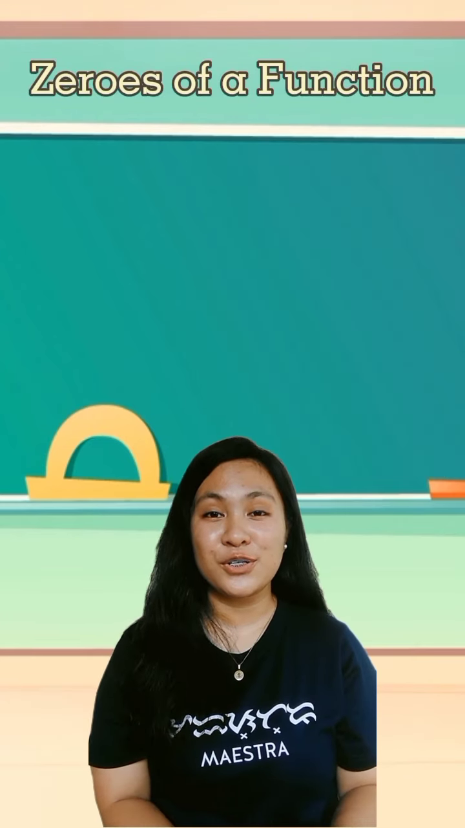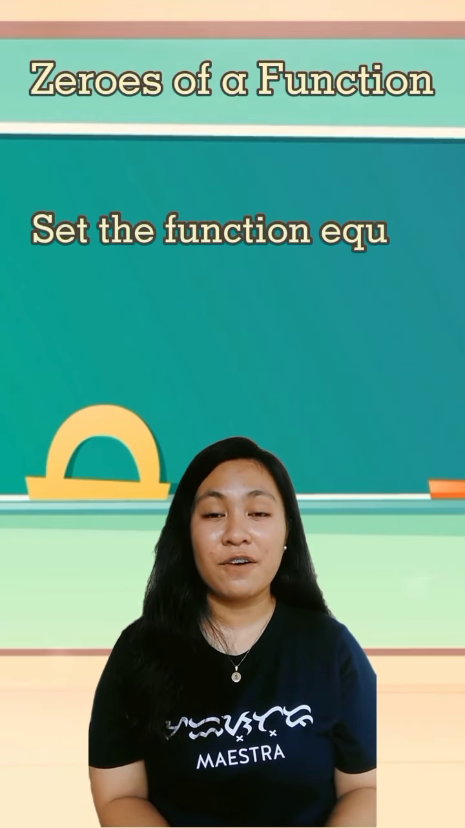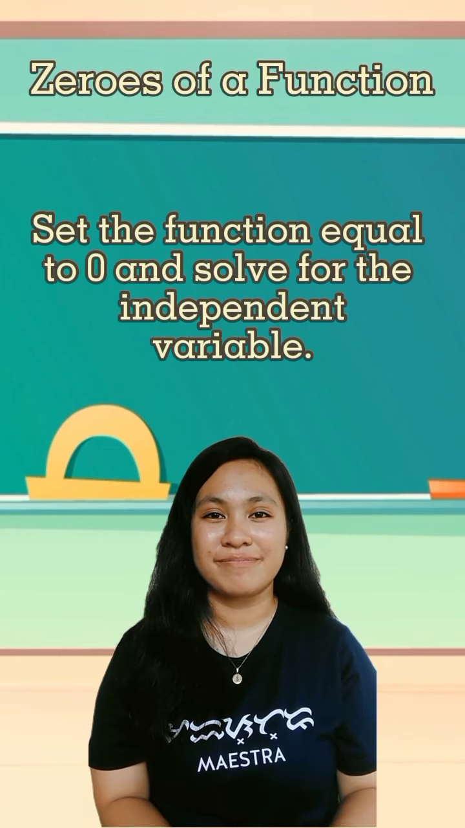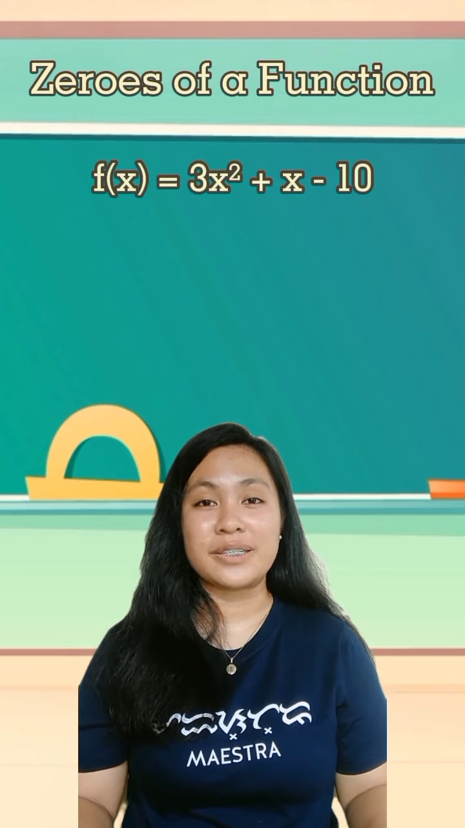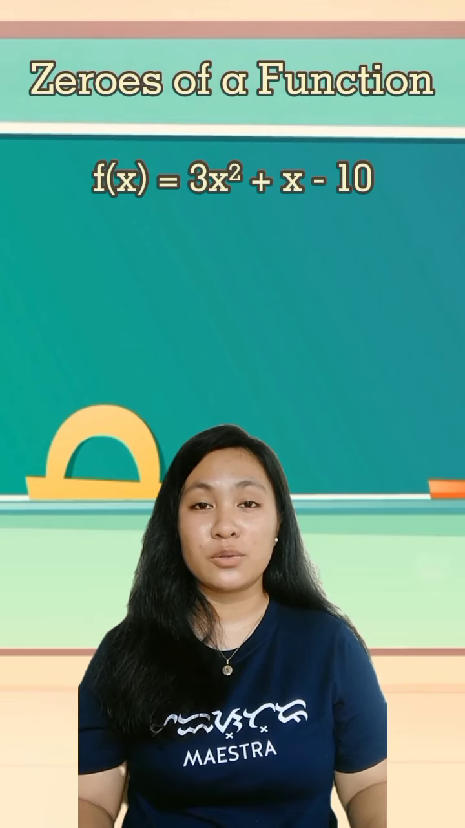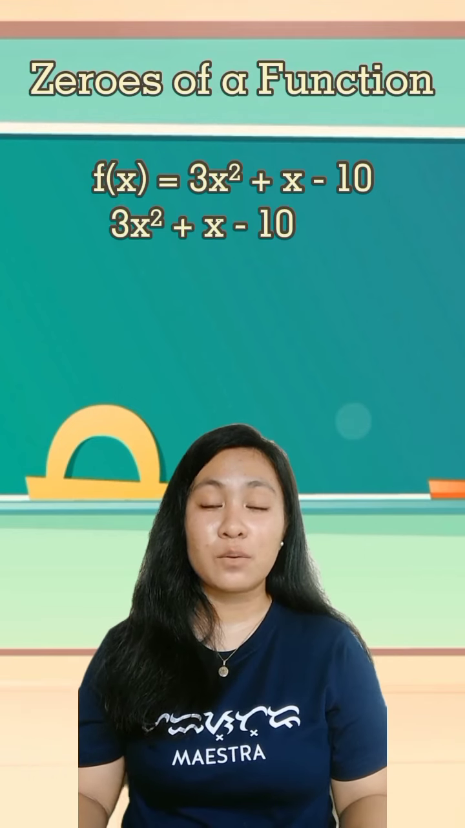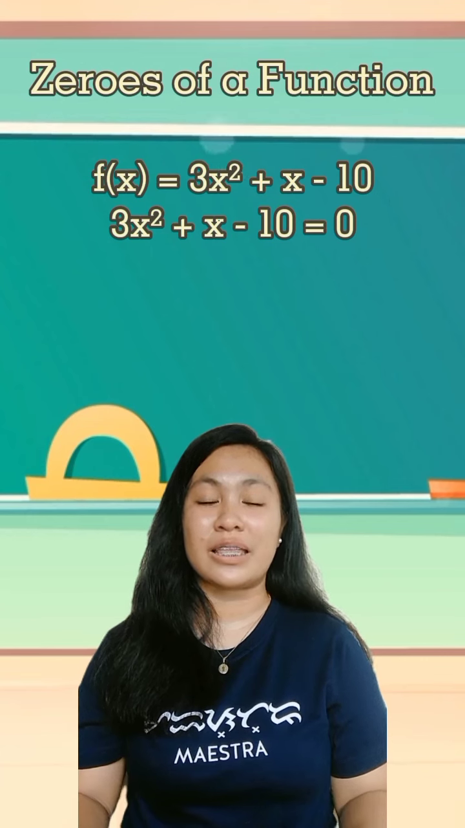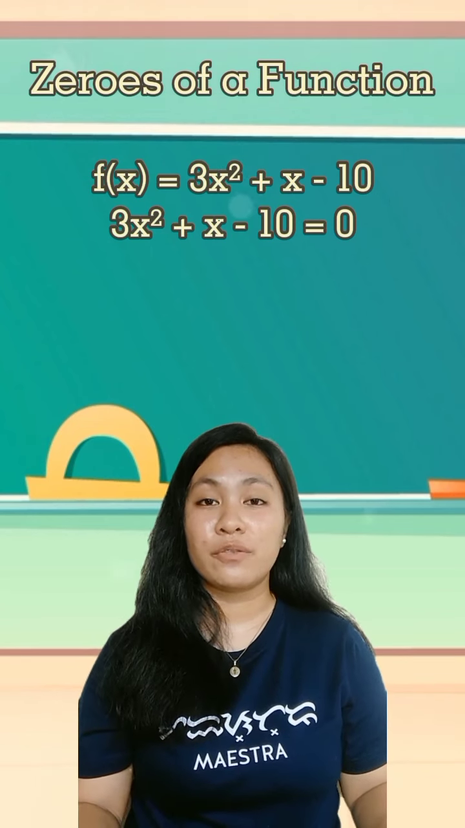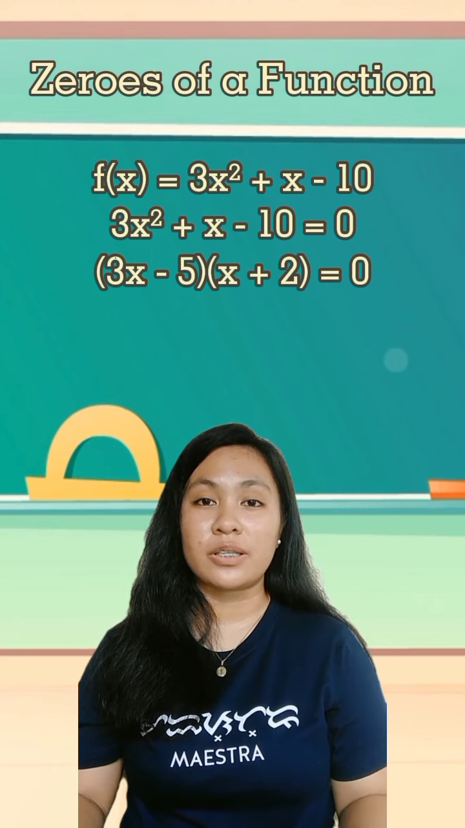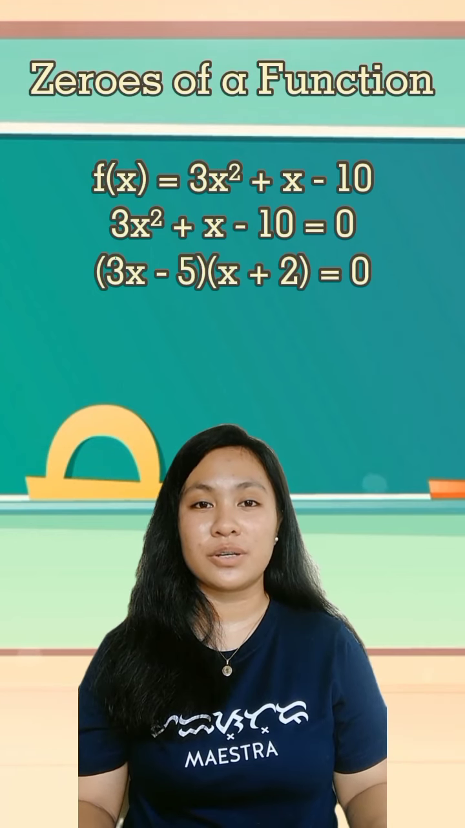To find the zeros of the function, set the function equal to 0 and solve for the independent variable. f of x equals 3x squared plus x minus 10. The first thing that we need to do is to set f of x equal to 0. So 3x squared plus x minus 10 equals 0. And then we need to factor it. The quantity 3x minus 5 times the quantity x plus 2 equals 0.